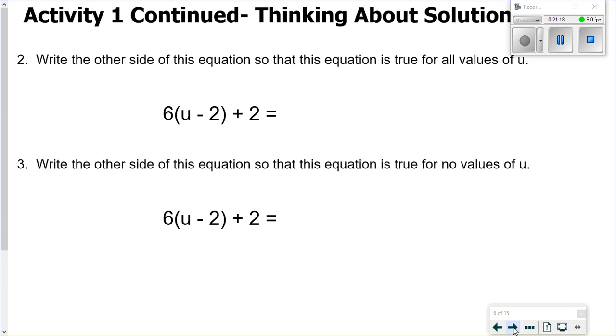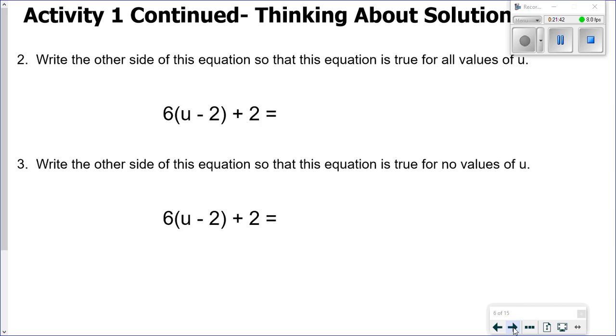Let's go ahead and take a look at questions 2 and 3 now at the bottom of page 32 in your workbook. Question 2 is asking you to write the other side of this equation so that the equation is true for all values of u. Question number 3 is asking you to rewrite the equation on the right-hand side so that there are no values for u that make the equation true.